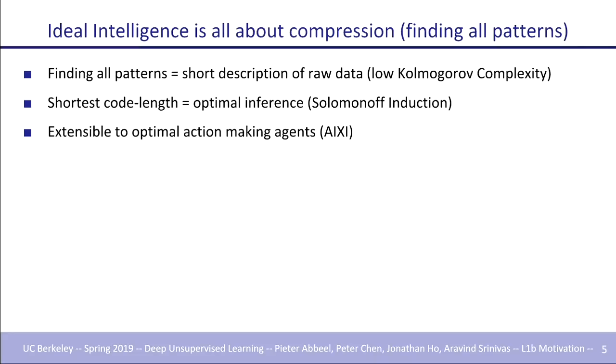Another motivation for unsupervised learning is that intelligence is all about compression, finding patterns. There are a few lines of thought or paradigms within this. Finding all the patterns corresponds to essentially finding a short description of the raw data. Kolmogorov complexity is a notion of complexity where you ask, what is the smallest computer program that can generate this data? The smaller the computer program, the better you have compressed that data. And so finding that program is an unsupervised learning task. Solomonoff induction is finding the shortest code length to be able to do inference on what you see in your data. And AIXI is essentially the same idea but applied to reinforcement learning. So the overall idea here is that you try to find the shortest possible explanation of all the data you have seen so far and continue to try to do this as you get new data.